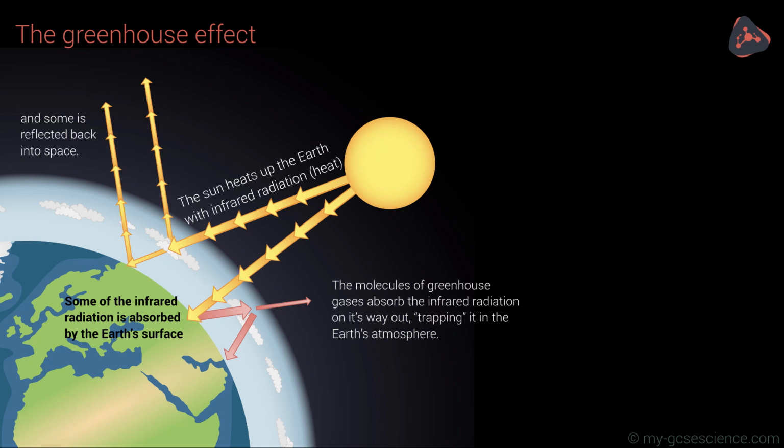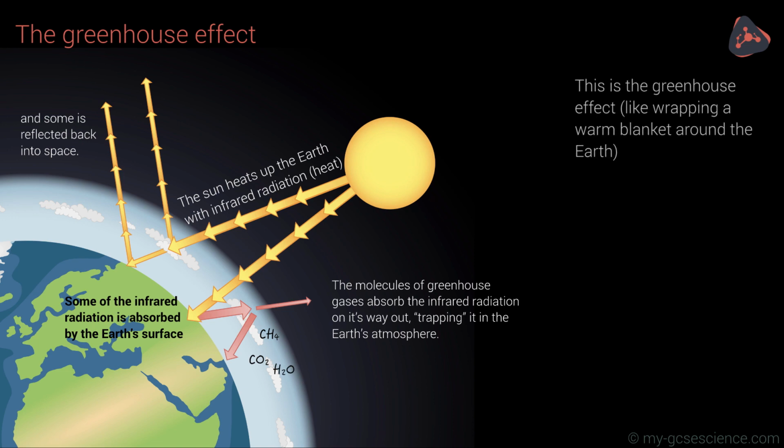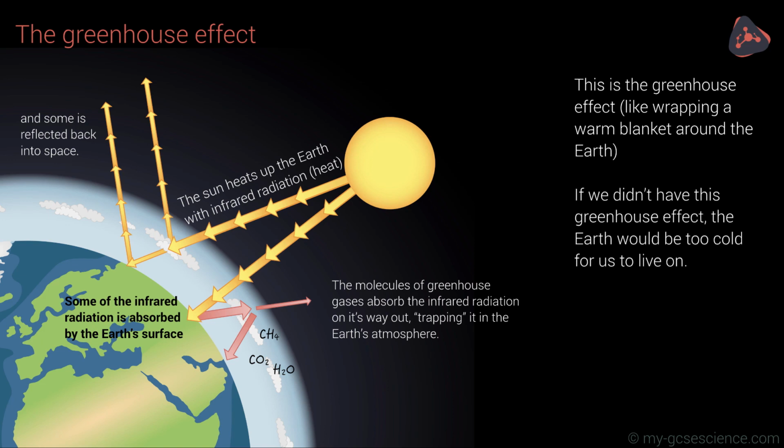But the molecules of greenhouse gases that are in the atmosphere absorb a lot of the infrared radiation on its way out of the atmosphere, thus trapping it within the Earth's atmosphere. This is what's called the greenhouse effect, like wrapping a warm blanket around the Earth. If we didn't have the greenhouse effect, the Earth would be too cold for us to live on, and life as we know it today would never have evolved.